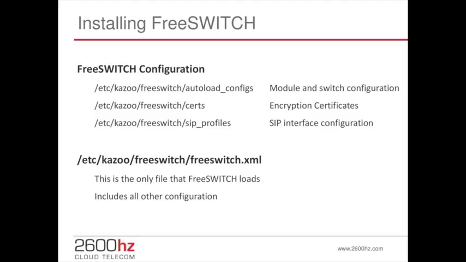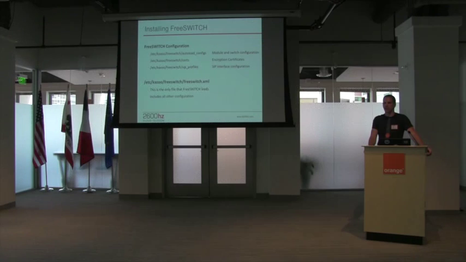Everyone got it? Cool. Okay, so again, /etc/kazoo is the root of configurations, FreeSWITCH being the specific thing we're looking at. And then it pretty much follows a typical FreeSWITCH install after that. Autoload configs, it's where you configure the various modules that are going to be loaded by FreeSWITCH. Certs if you're doing TLS.